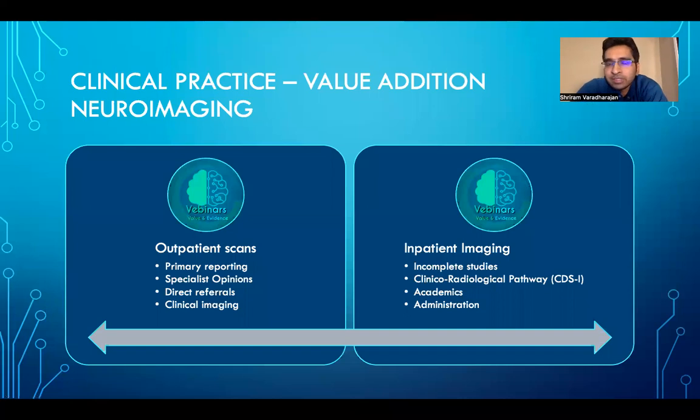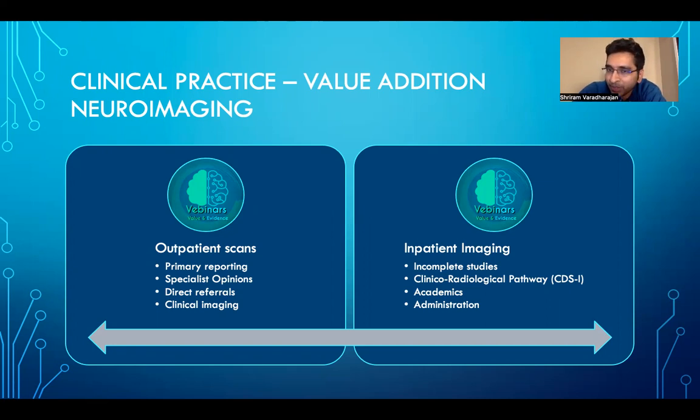If you're a radiologist and you're planning to specialize, I would advise clearly demarcating your profiles separately for outpatient scans and for inpatient imaging. You could be doing primary reporting. You could give an opinion on a patient that has already had a radiological report. You would start getting direct referrals for clinical opinions in terms of what would be the ideal imaging modality, interpretation of a particular result, and what next to be done with that patient.